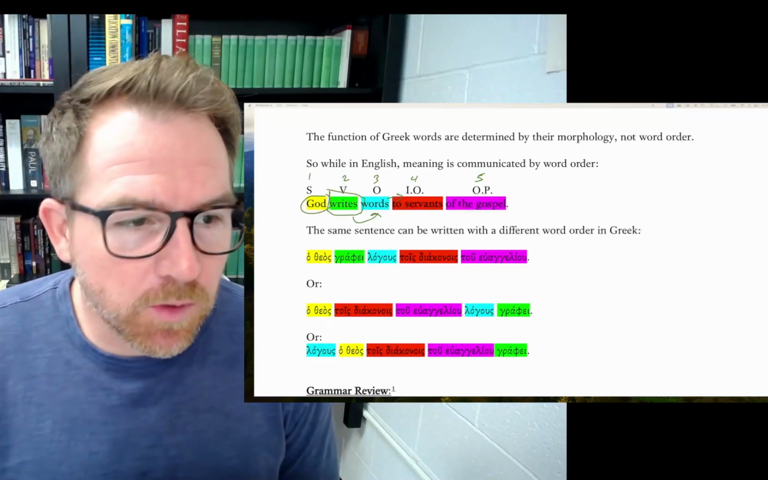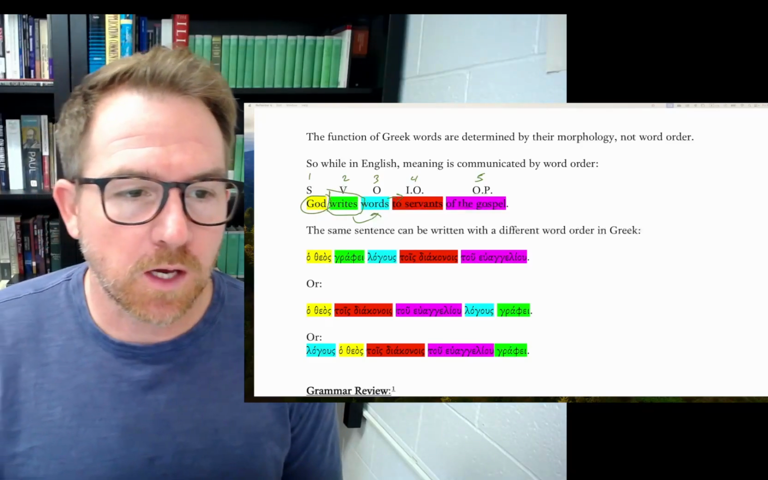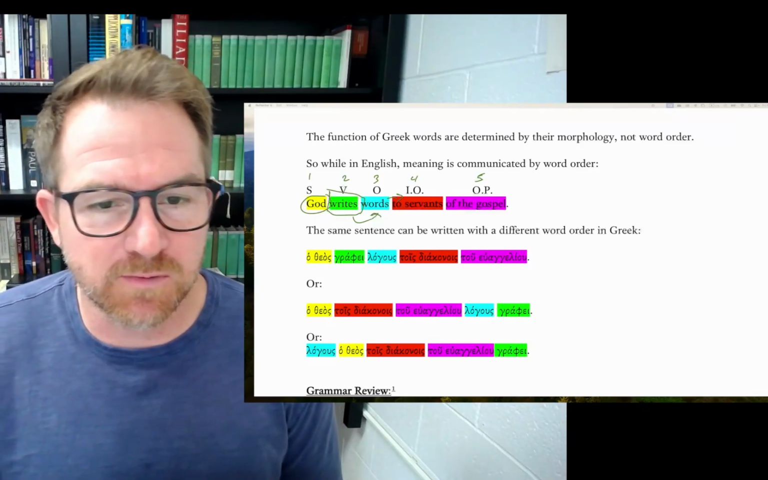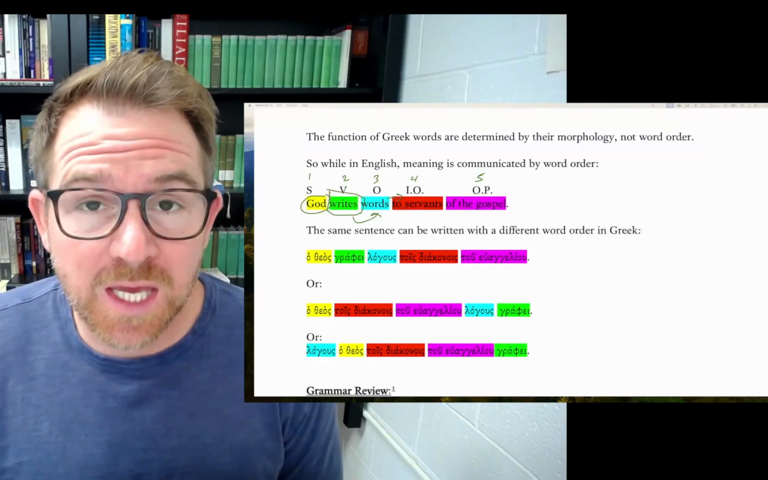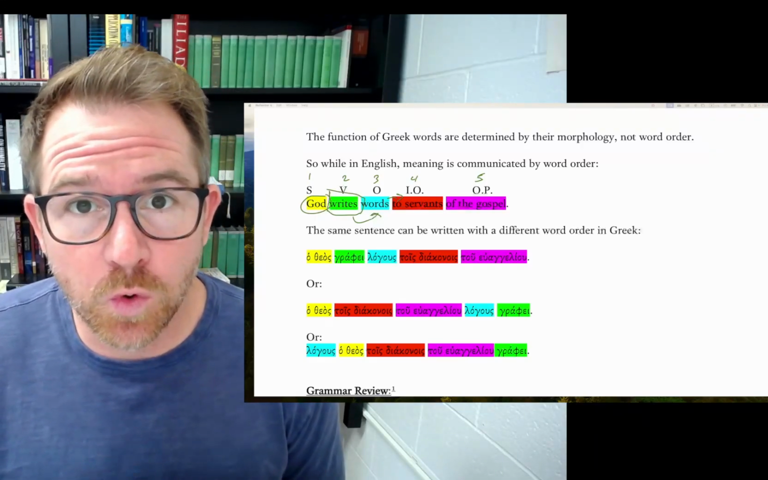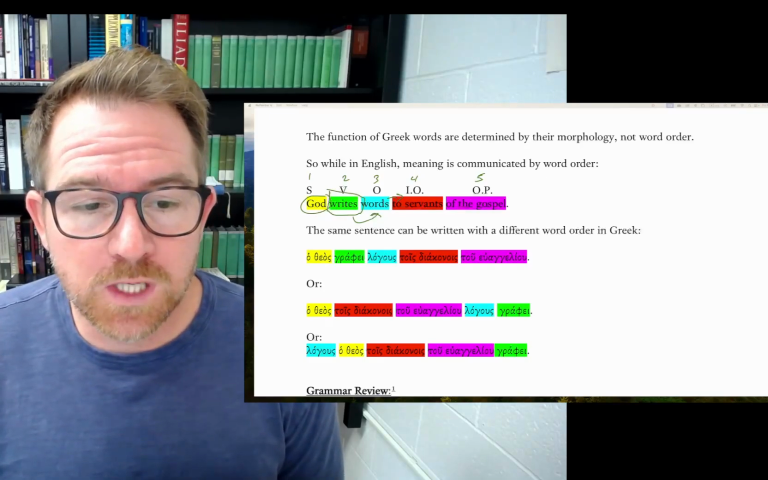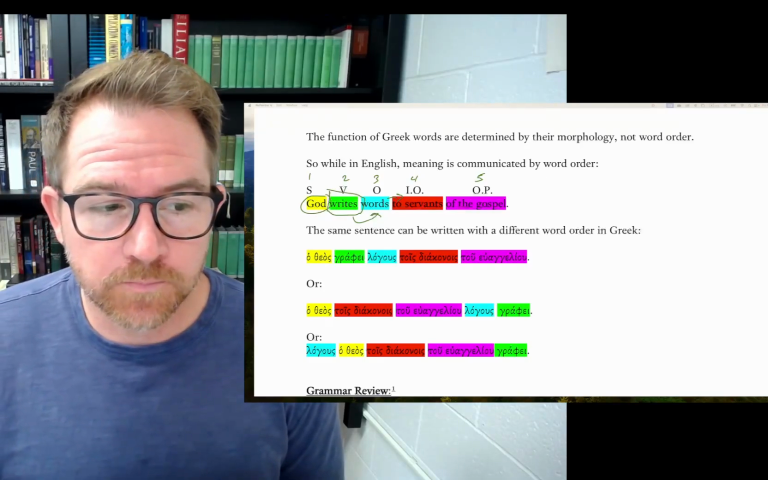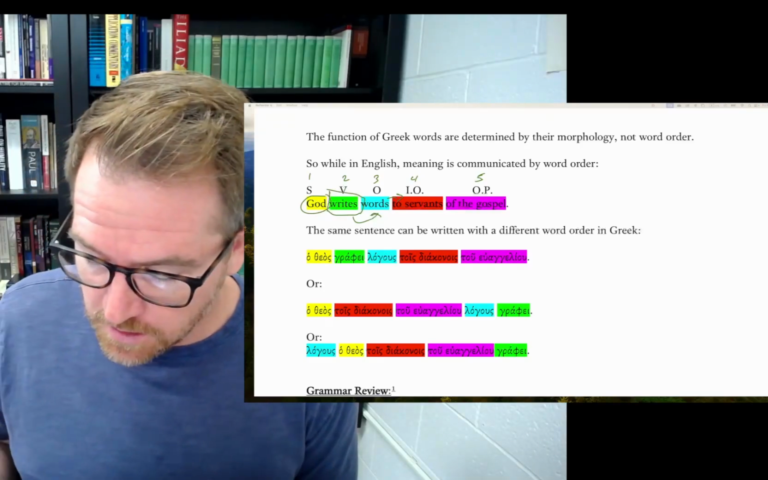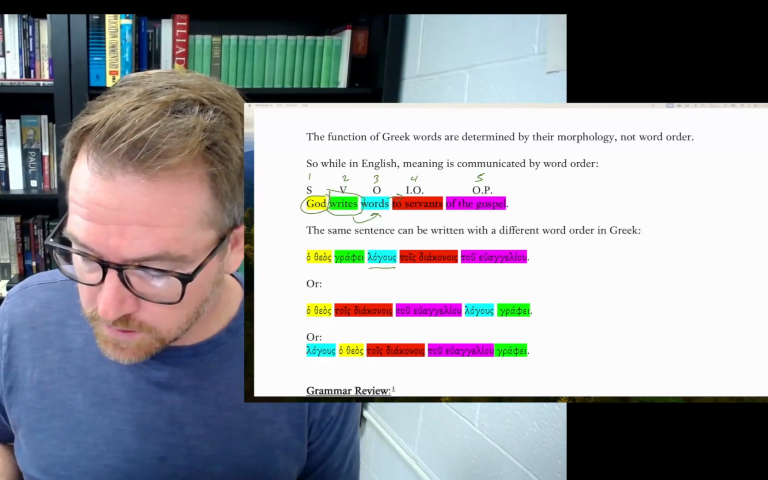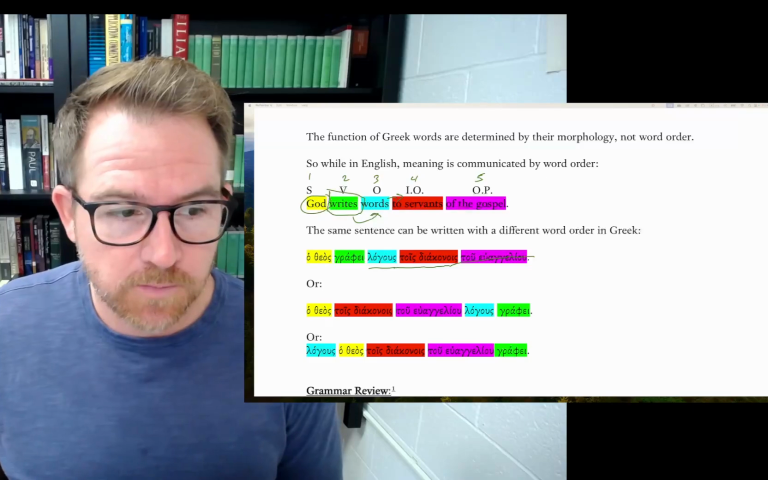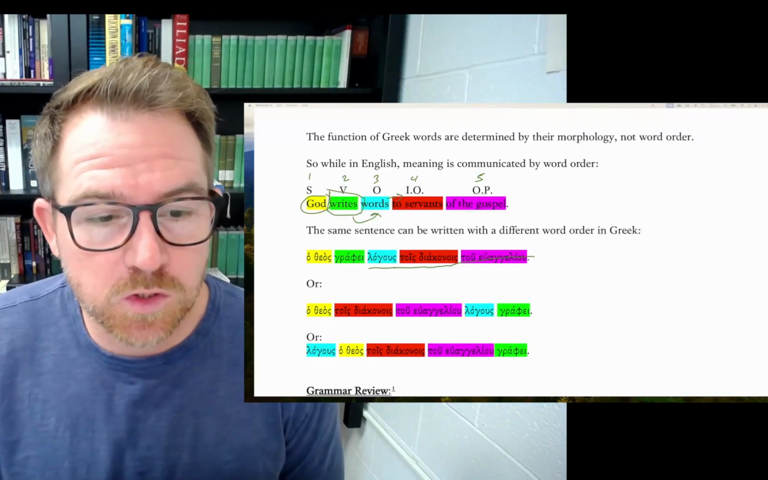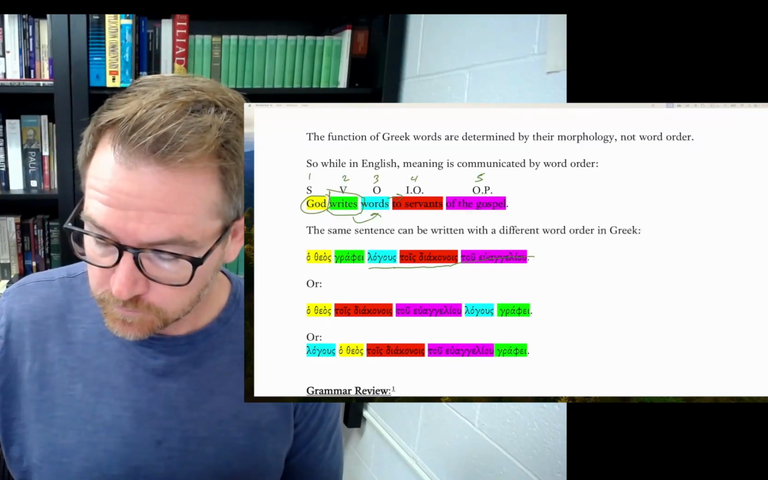Now, you don't need to memorize all of these different functions: object, indirect object, object of the preposition. What I want you to simply observe is that the way we communicate meaning in English is by word order. And we can do the same word order in Greek. Ho theos graphei logous tois diakonois tou euangeliou. So this is: God writes words to the servants of the gospel.